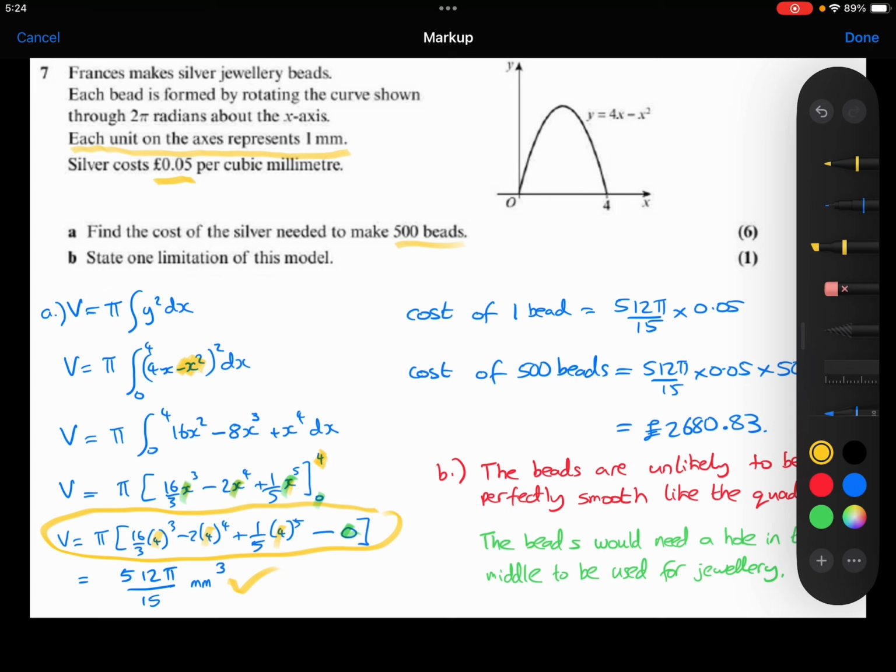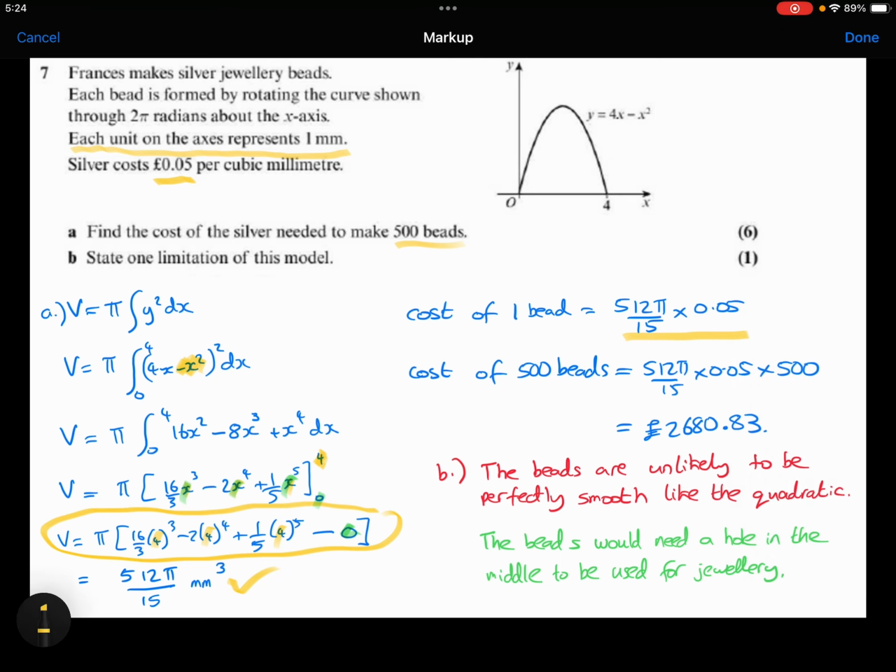We know that that costs 5p per millimetre cubed. So if I times that by the 5p, that will give me the cost of one of the beads. And then times that by 500, and that will give me the cost of 500 beads. And this is my answer.